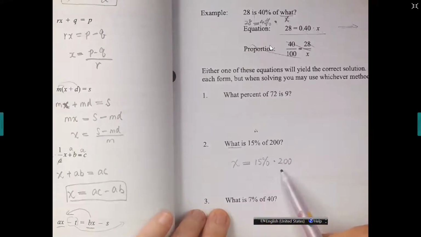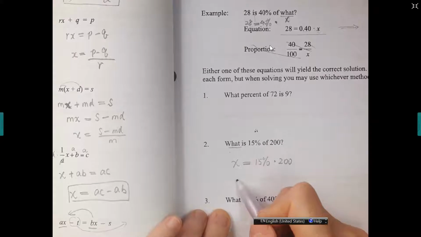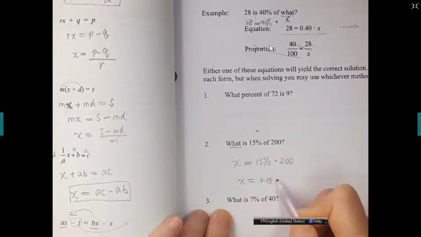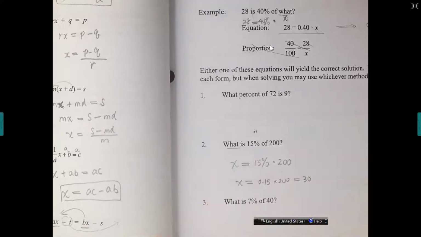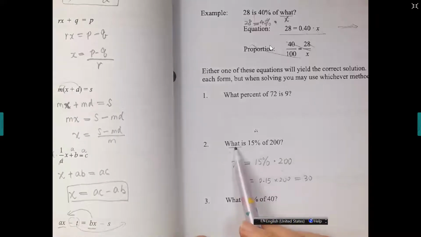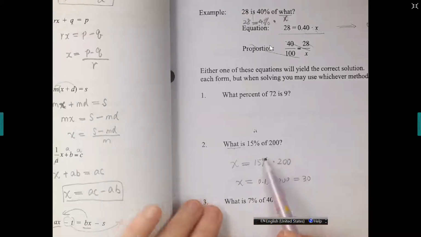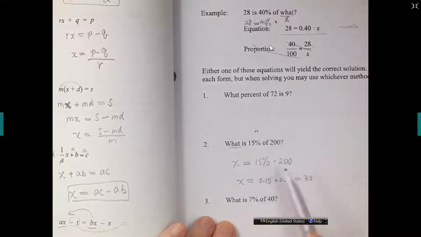How do we solve this one? x is on one side by itself already. So x equals, I convert 15% to decimal 0.15 and then times 200. Use your calculator. You can get x equals 30. Done. So give a letter, a variable, to the what number. Then is means equals. Of means times. Whatever you have here, turn this into one equation. Okay, so this is another example.